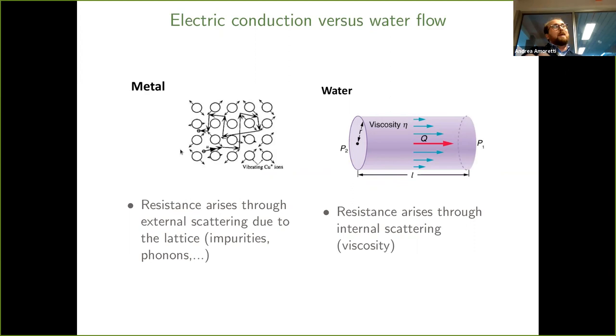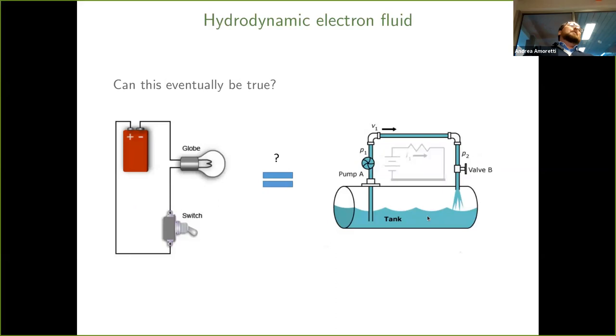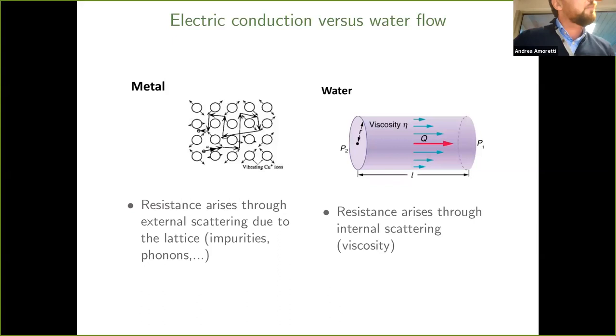while in a metal, electrons are moving and scatter with a lattice and dissipate energy due to the presence of the lattice, water in the pipes dissipates energy because of viscosity, because of internal friction. So my question is, are there systems where this analogy can be true without cheating? Can we actually tell bachelor students that this analogy is indeed true, at least in some system, without cheating? This is what my talk is aimed at.